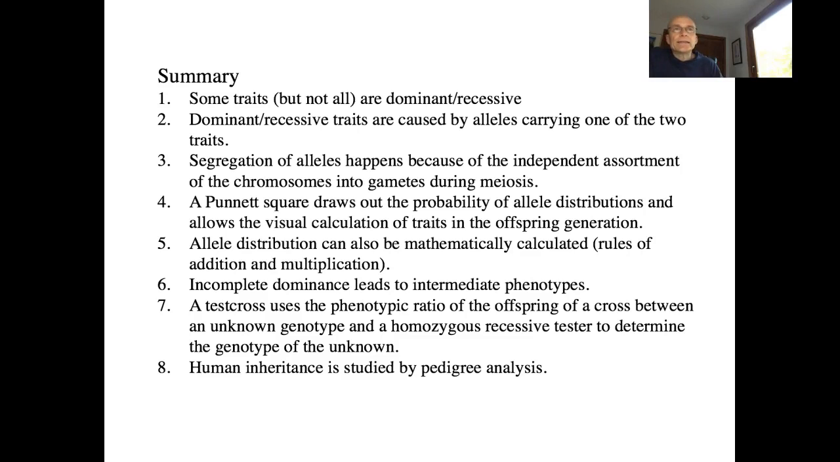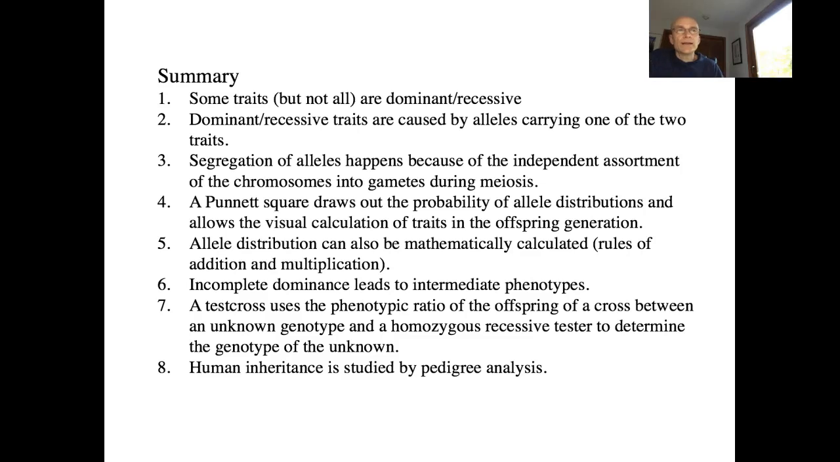Segregation of alleles happens because of independent assortment of the chromosomes into gametes during meiosis. So that means that during meiosis, the chromosomes are moving to opposite poles. And if you have one allele on one chromosome moving to one pole and the other allele on the other pole, then that is how they are assorted, how they're moved, how they are put into different gametes.